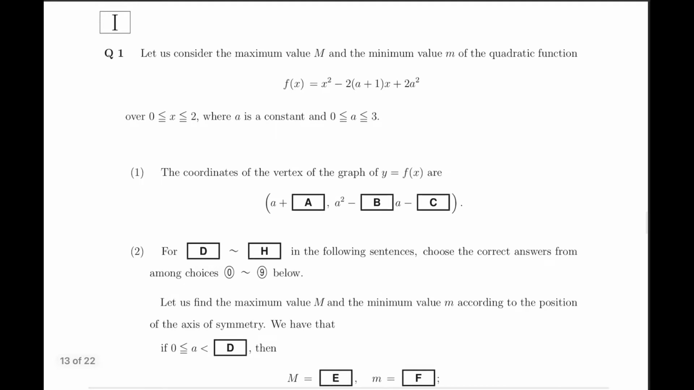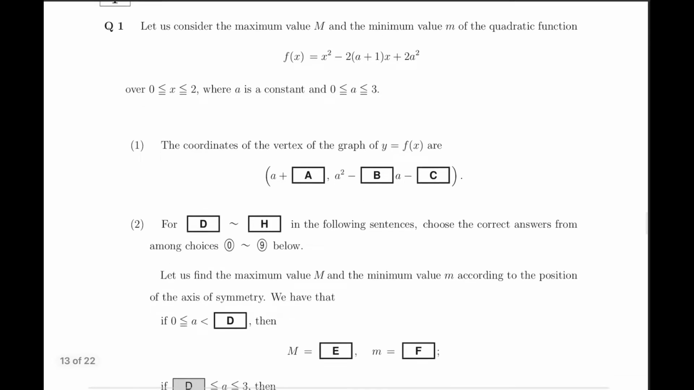Let us consider the maximum value capital M and the minimum value M of the quadratic function f of x equals x squared minus 2 times (a plus 1) x plus 2a squared, over the range of x from 0 until 2 inclusively, where a is a constant and a is between 0 until 3 inclusively.